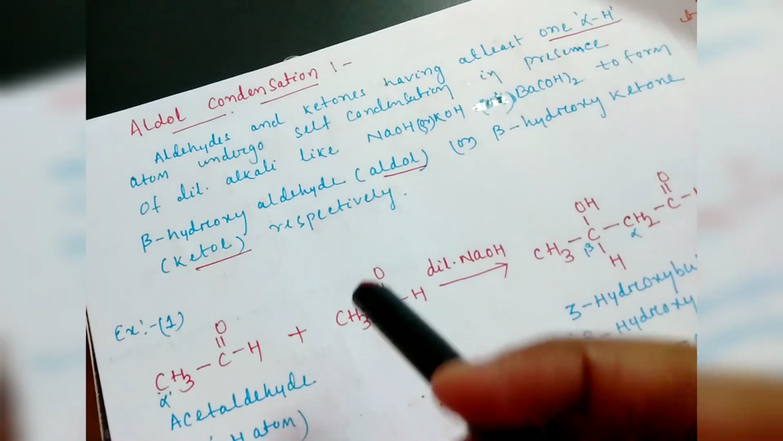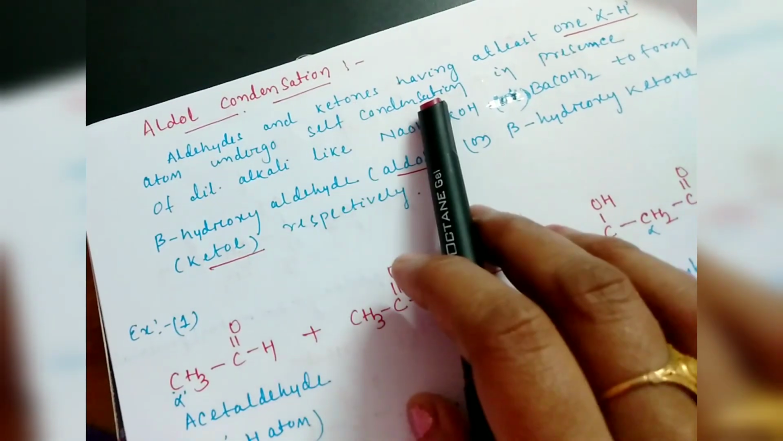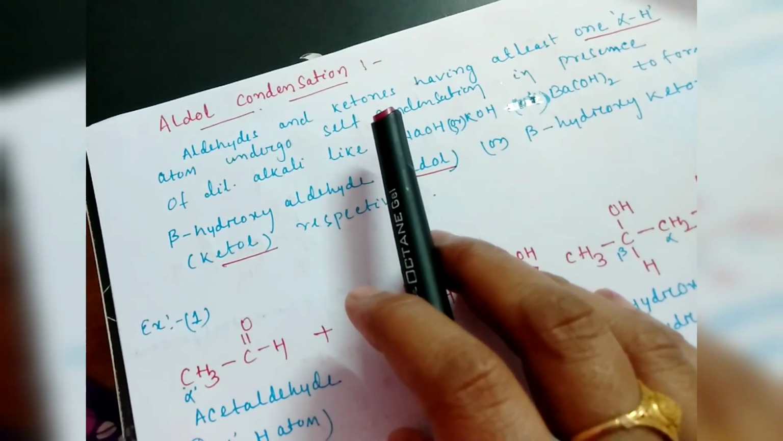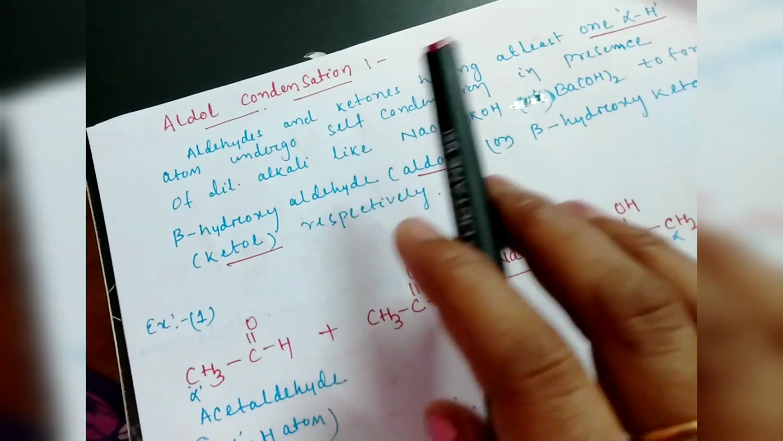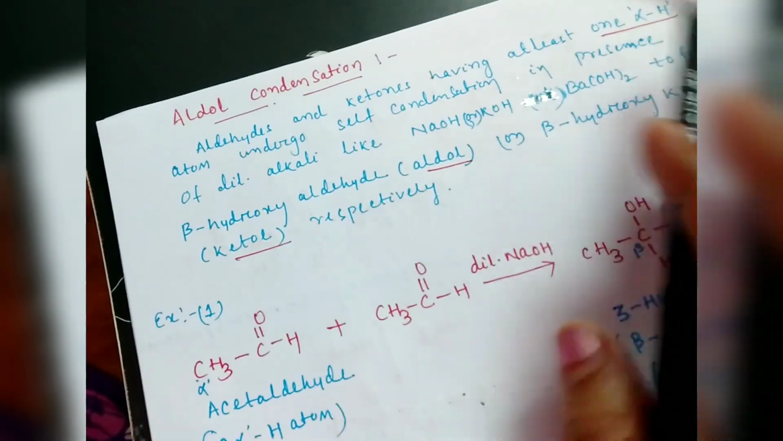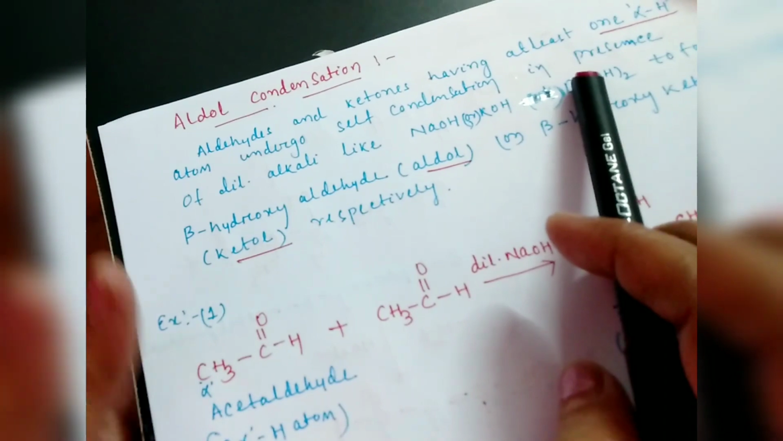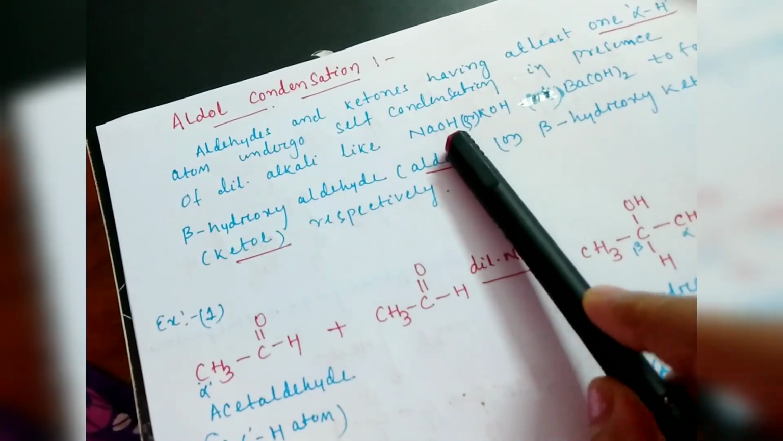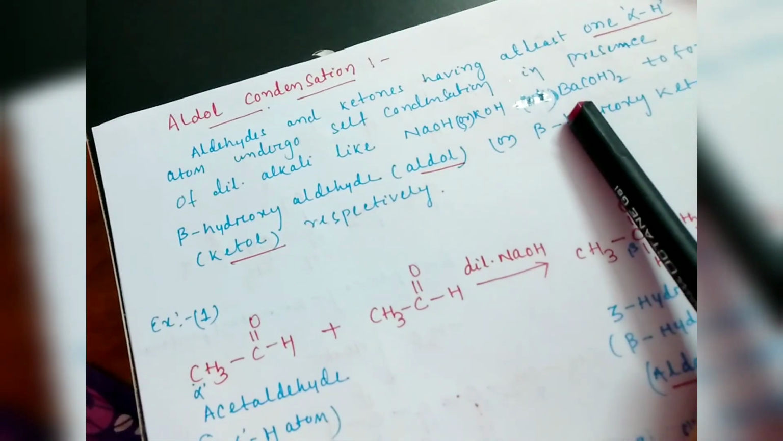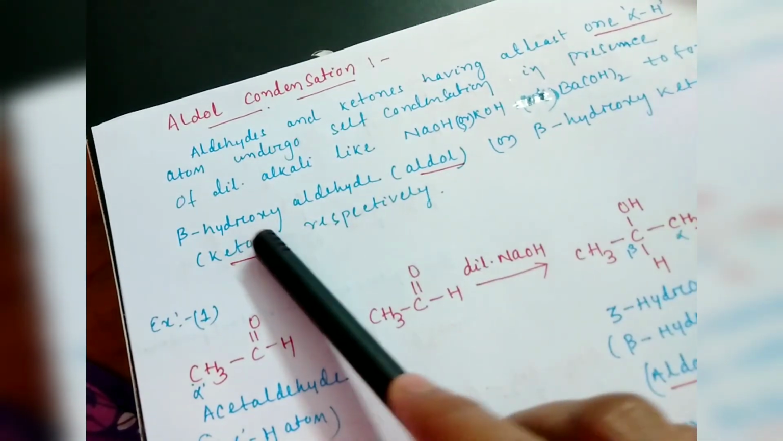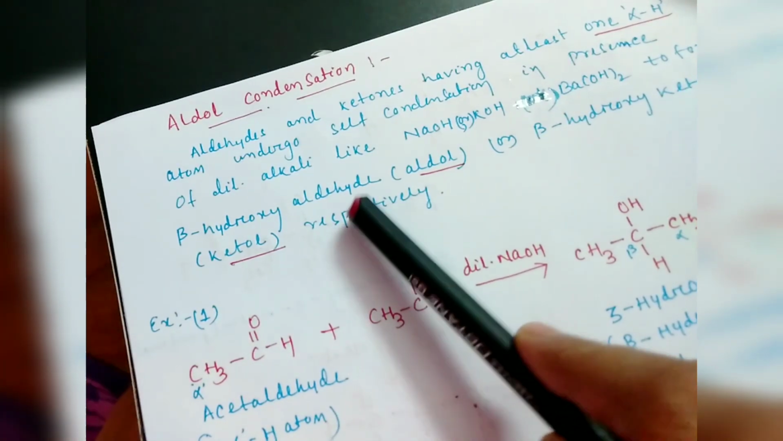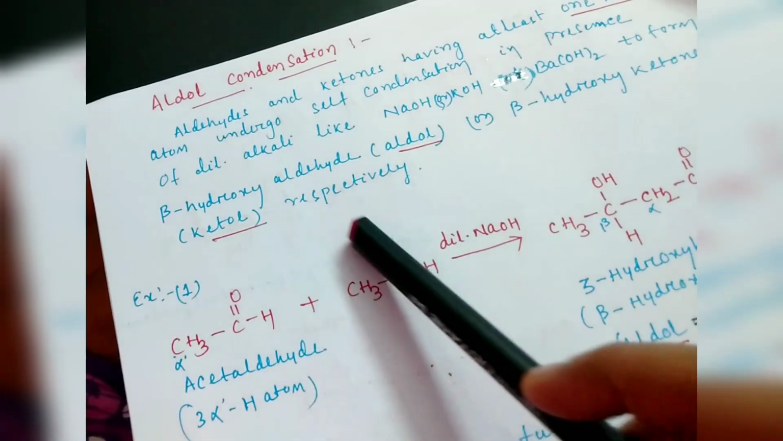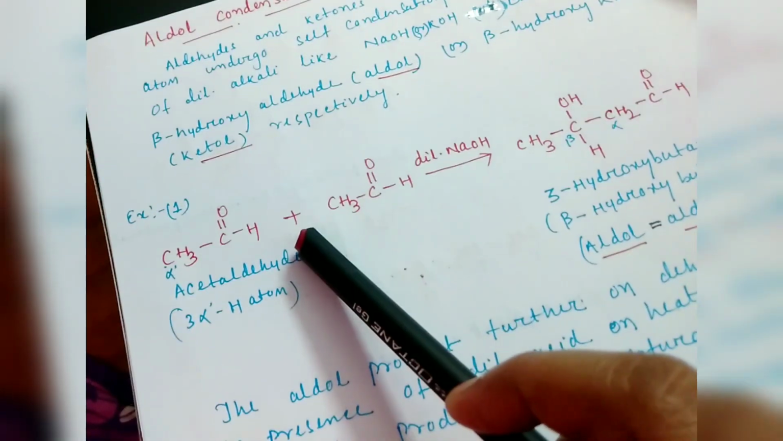So today we will discuss another reaction, that is aldol condensation. Now, which type of aldehydes and ketones normally undergo aldol condensation? The aldehydes or ketones having at least one alpha hydrogen atom undergo aldol condensation, and this reaction occurs in the presence of dilute alkalis like sodium hydroxide, potassium hydroxide or barium hydroxide. The final product formed is a beta hydroxyaldehyde if you take an aldehyde, or a beta hydroxyketone if you take a ketone, respectively. Now let us take one example.